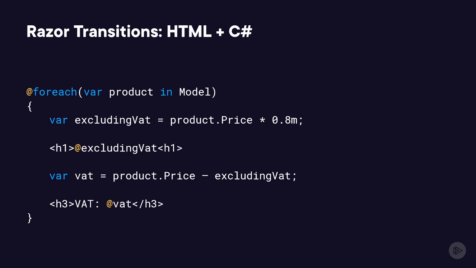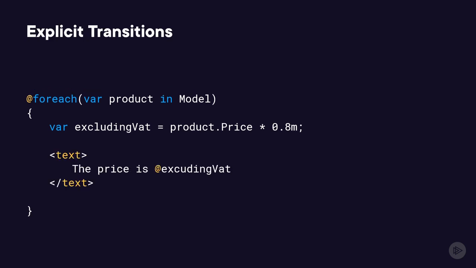Sometimes you might want to output data that's not actually HTML and not surrounded by an HTML tag. This is where we can use what's known as an explicit transition. We can tell Razor that we want to open a text block. Inside this text block, we could add whatever type of text that we'd like to echo out to our HTTP response. We could also, of course, use the directive inside this text block to access properties or methods.